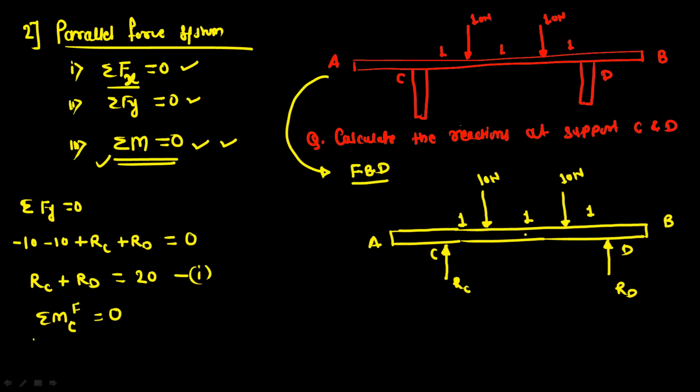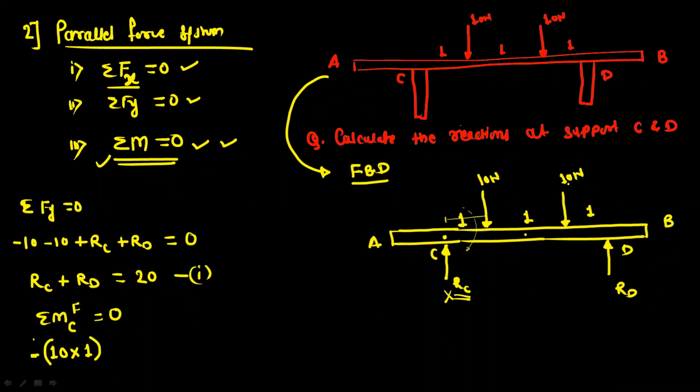Now take the moment at point C by all the forces. First the moment by the reaction RC about the point C. As the reaction RC is passing through the point C only, its moment is 0. So we will not consider the reaction RC for the moment equation. The next is 10 Newton. So 10 into, now this is the perpendicular distance for 10 Newton with respect to point C. That moment is in the clockwise direction, so this moment will be minus 10 into the perpendicular distance, which is 1 meter.